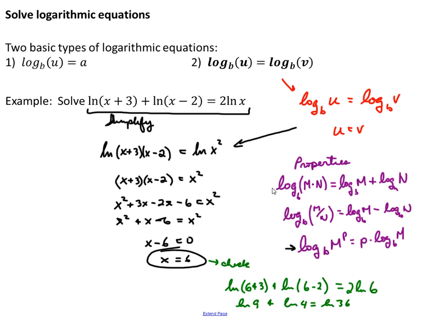And we could take advantage of one of our properties up here to verify that for ourselves. But in this case, that works. So we do have a solution right here at x equals 6.